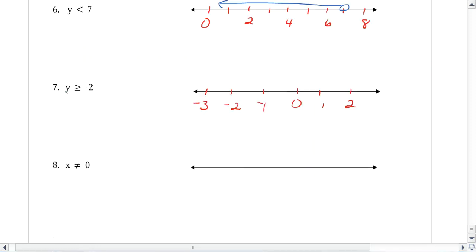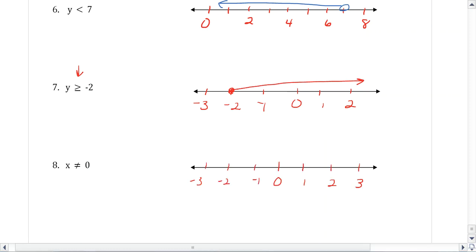Number 7 is asking us to graph y is greater than or equal to -2. Since we have a greater than or equal to sign, we need to put a closed circle on the -2 because that indicates it is included in this greater than or equal to, and greater than are all the values moving to the right of -2.